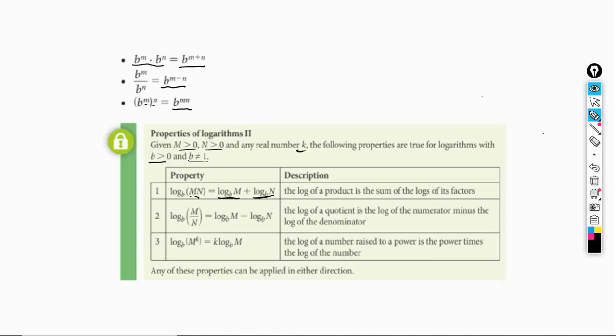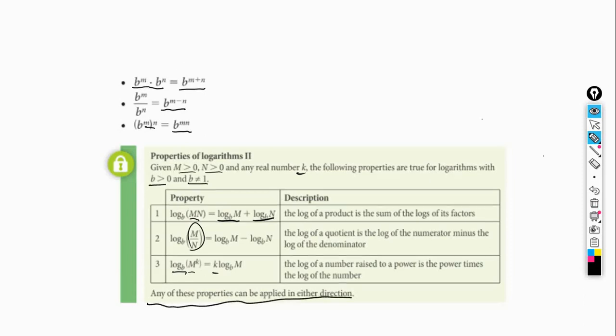Property number 2: log base b of m divided by n is equal to log base b of m minus log base b of n. In other words, the log of a quotient is the log of the numerator minus the log of the denominator. And property number 3: log base b of m to the power of k is equal to k times log base b of m, meaning that the log of a number raised to a power is equal to the power times the log of the number. Any of these properties, and this is important, can be applied in either direction.